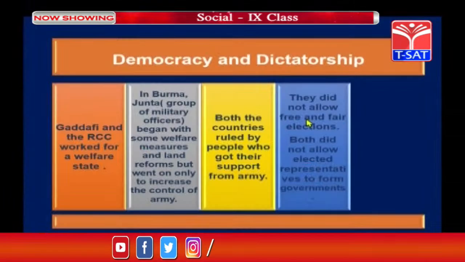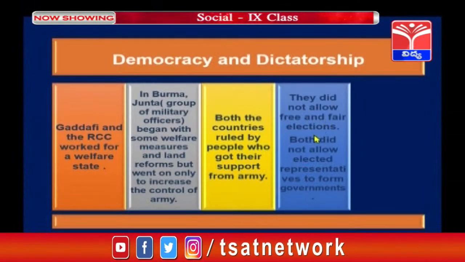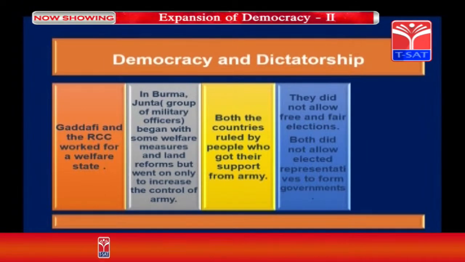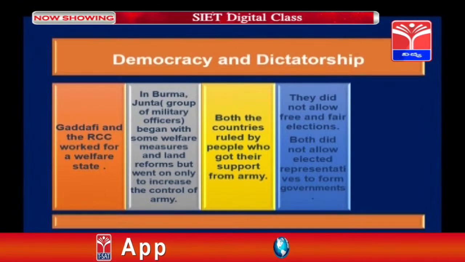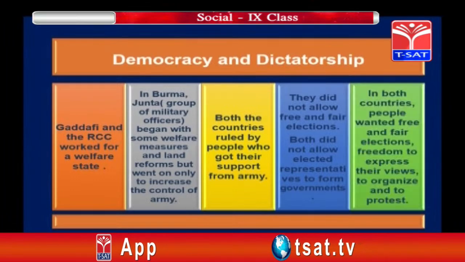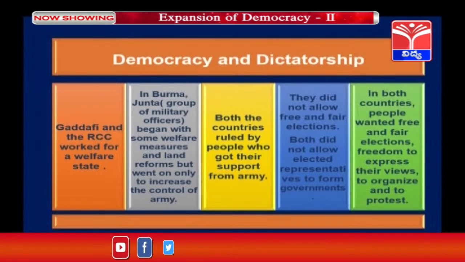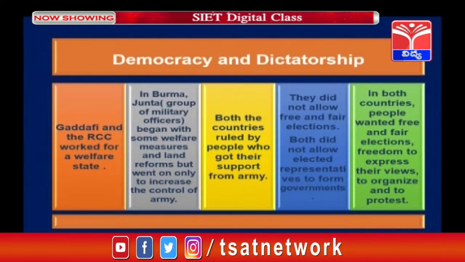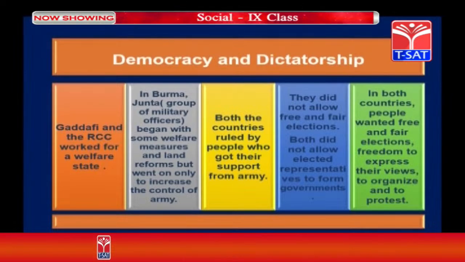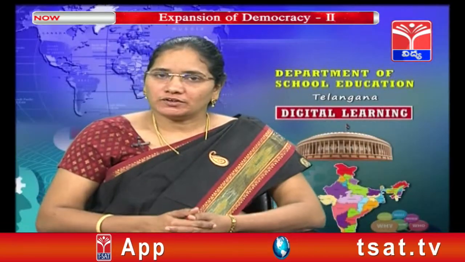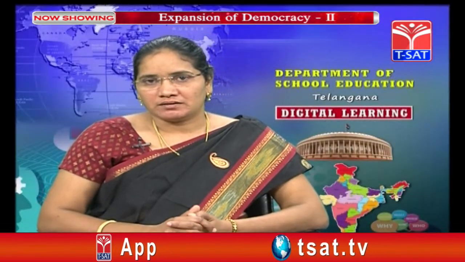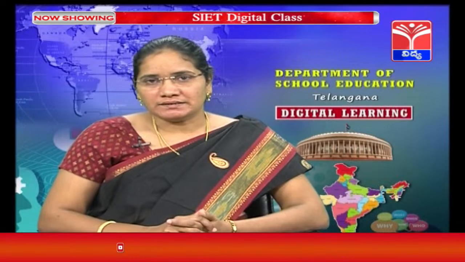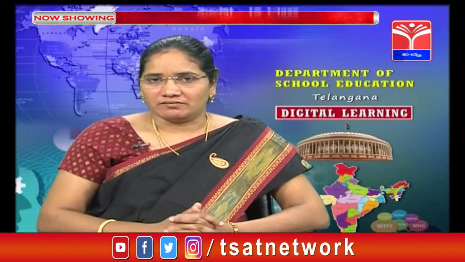They did not allow free and fair elections. In both the countries, they did not allow the elections. Both did not allow elected representatives to form the government. In both the countries, people wanted free and fair elections, freedom to express their views, and to organize and to protest. Both these countries, Libya and Burma, attained independence, but they could not form a stable democratic government.